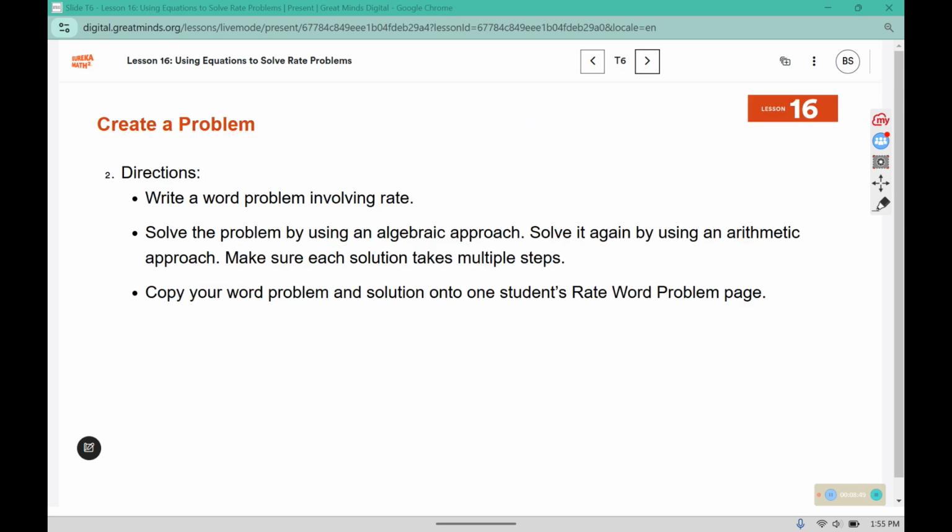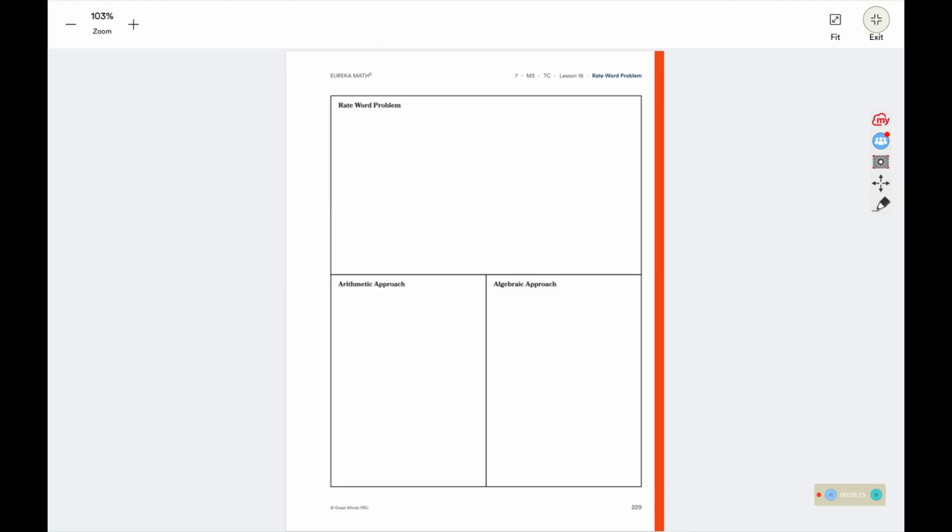The next part of the lesson asks you to create your own word problem involving a rate and solve the problem by using an algebraic approach. Solve it again using an arithmetic approach and make sure each solution takes multiple steps. Copy your word problem and solution onto one student's rate problem word problem page, which can be found on page 229. So you are coming up with your own word problem, then you are solving it using algebra with a variable and solving it with arithmetic, meaning just like those old addition, subtraction, multiplication, and division steps like you would in 5th grade.